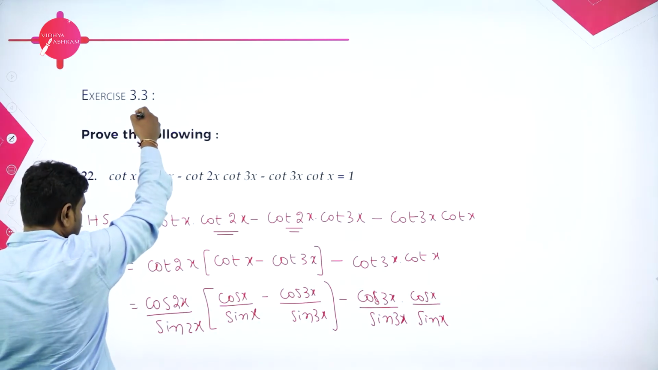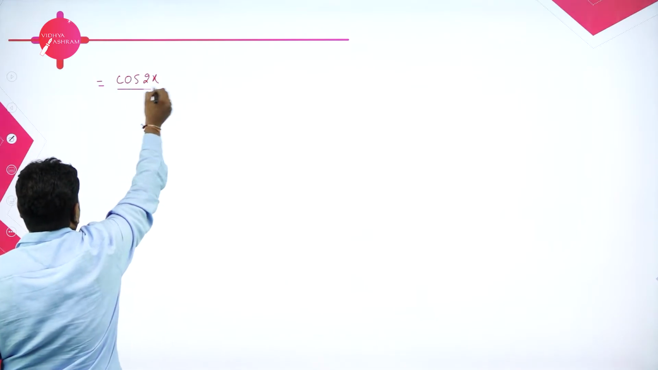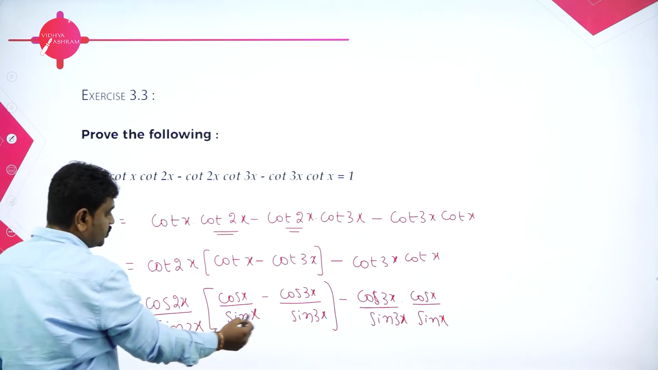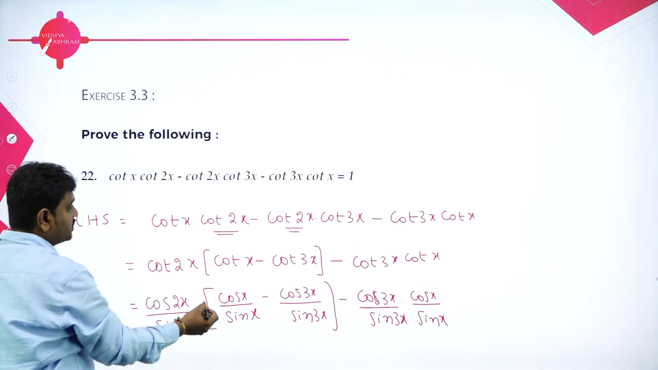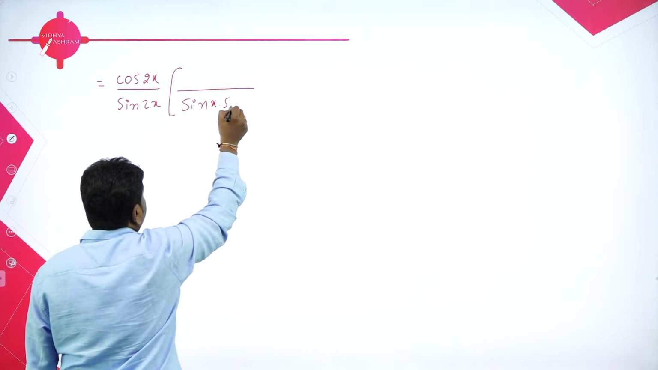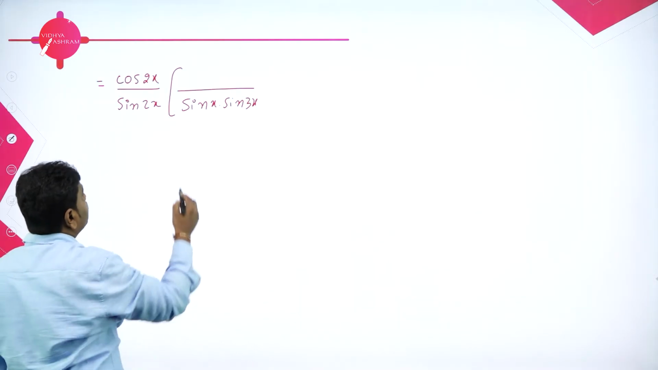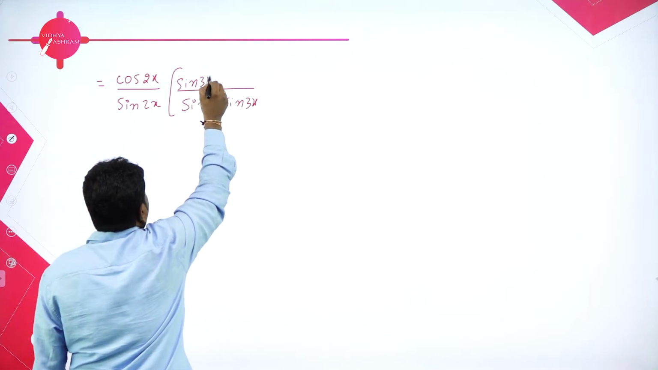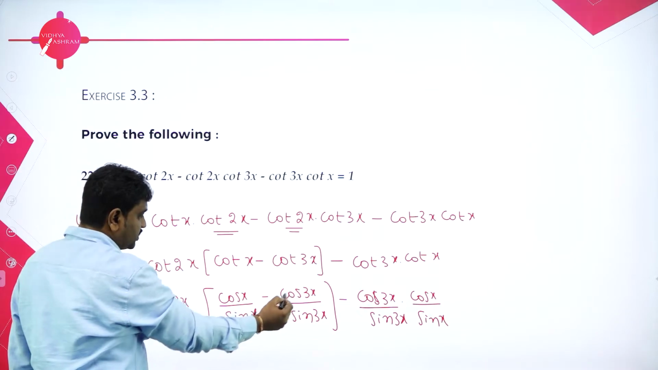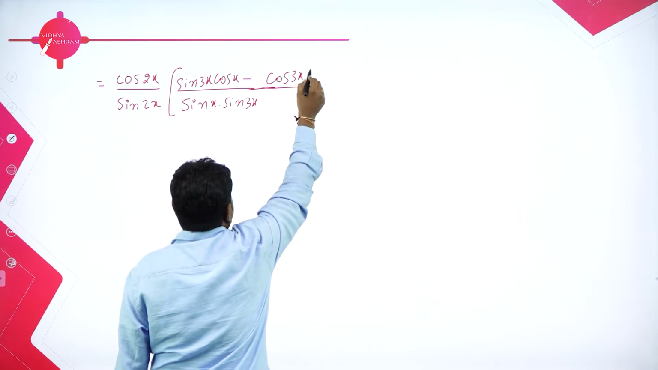That is equal to cos 2x by sin 2x. For the internal term, take the LCM. For these two, sin x into sin 3x is the LCM. In the denominator, we'll have sin x into sin 3x. In the numerator, take the LCM: cos x into sin 3x, with a minus in between, then cross multiply: sin x into cos 3x.